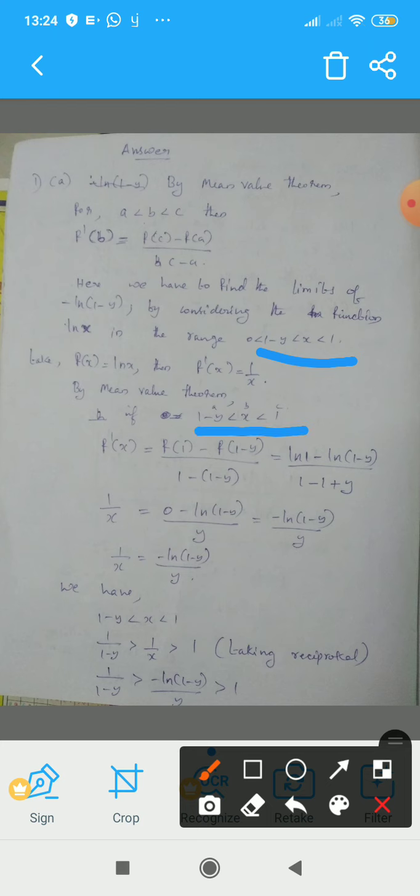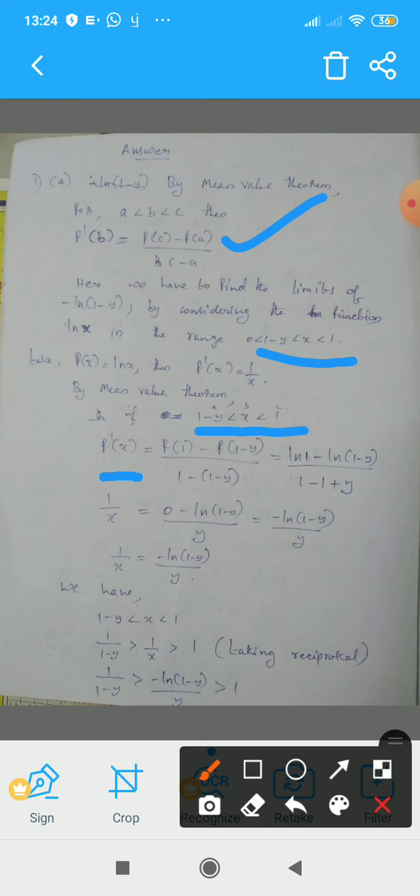Now we apply mean value theorem here. What stands in the position of a? 1 minus y, and in the position of b we have x, and in the position of c we have 1. What is mean value theorem? f dash of b is equal to f of c minus f of a by c minus a. Here what is b? Here b is x. So first we have to find f dash of b, which is f dash of x.